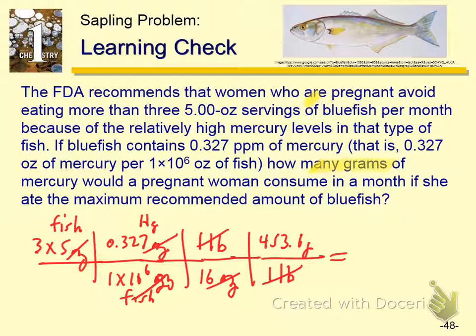Okay? So we've got 3 times 5 times 0.327 divided by 1 times 10 to the 6. You have to use your exponent button on your calculator. You can't type in 1 times 10 and raise it to the 6th power. You won't get the right answer. Okay? Divided by 16 times 453.6.